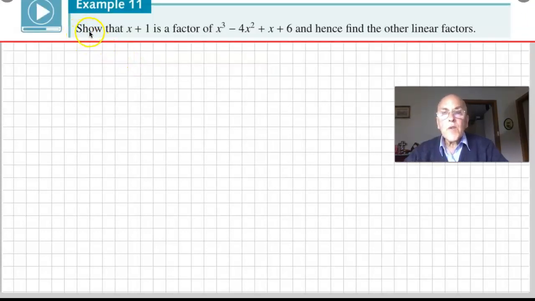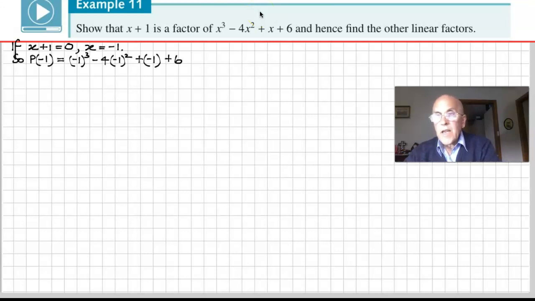All right, another example for us. In this example, we have to show that x plus 1 is a factor of this, and hence find the other linear factors. So if x plus 1 was a factor, then plugging x is minus 1 into this would get us a 0 result. In other words, 0 remainder, which means that x plus 1 is a factor.